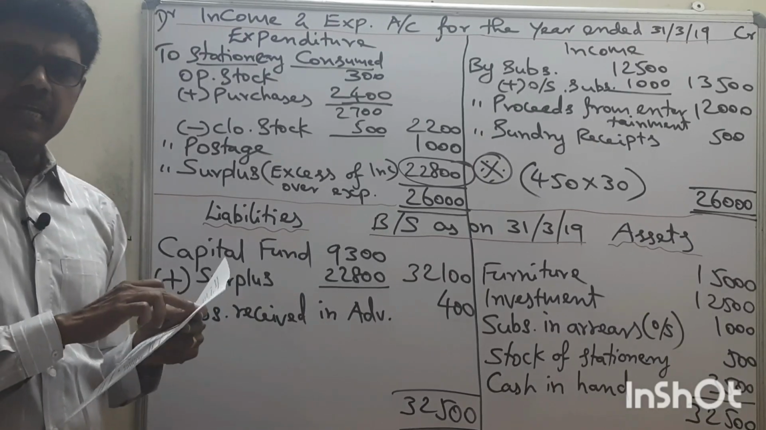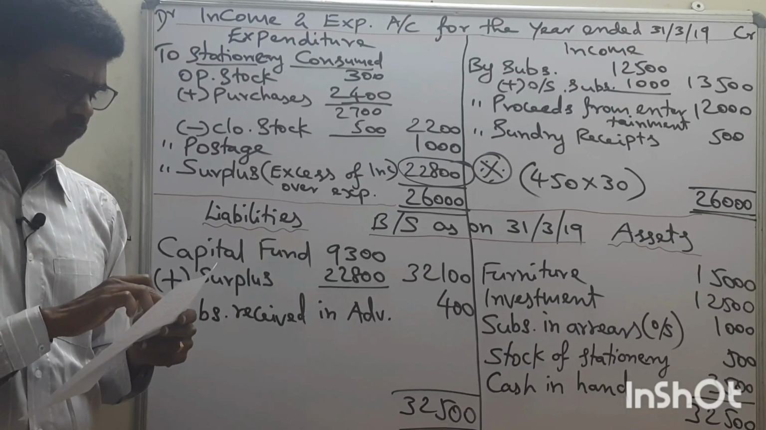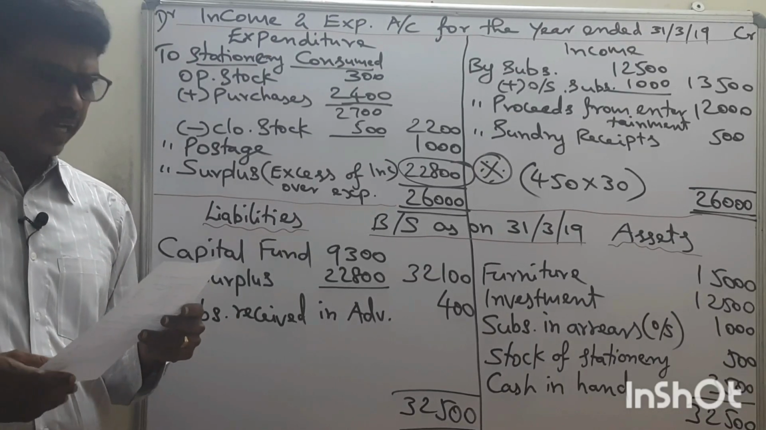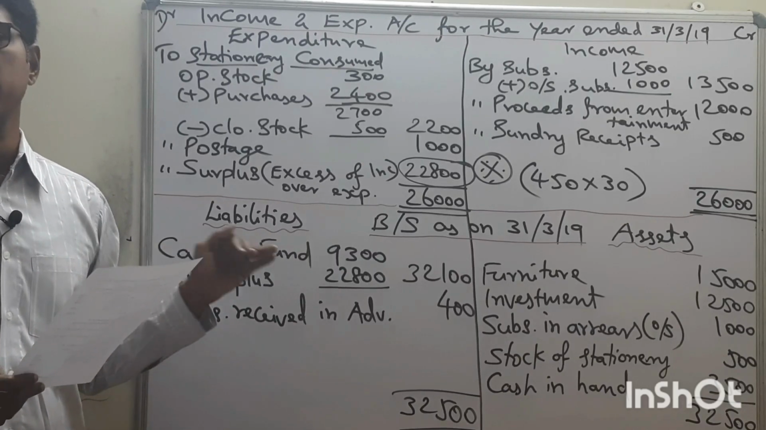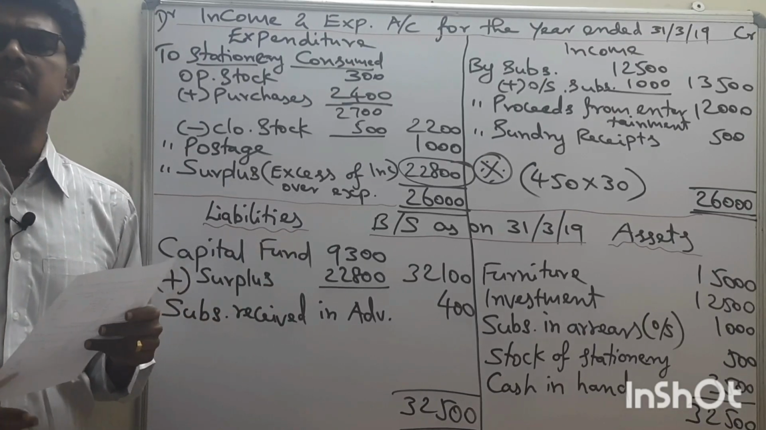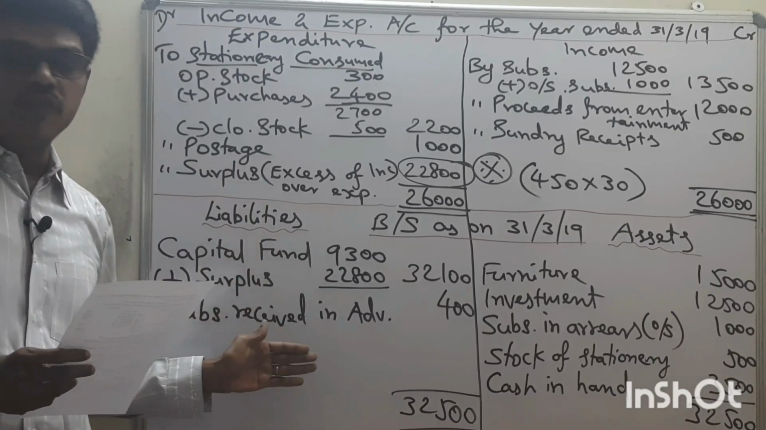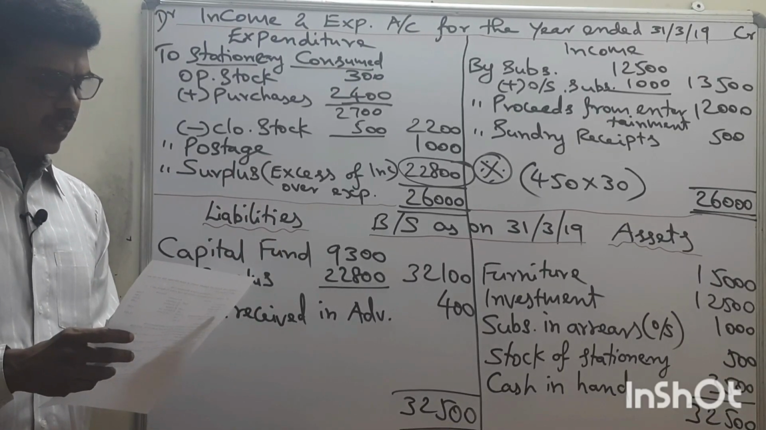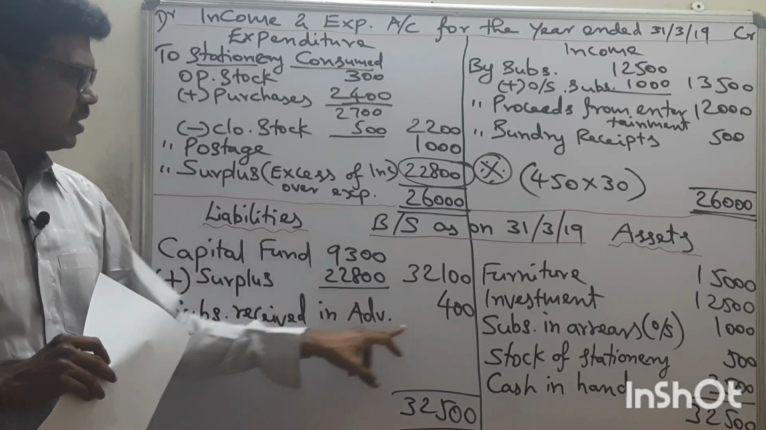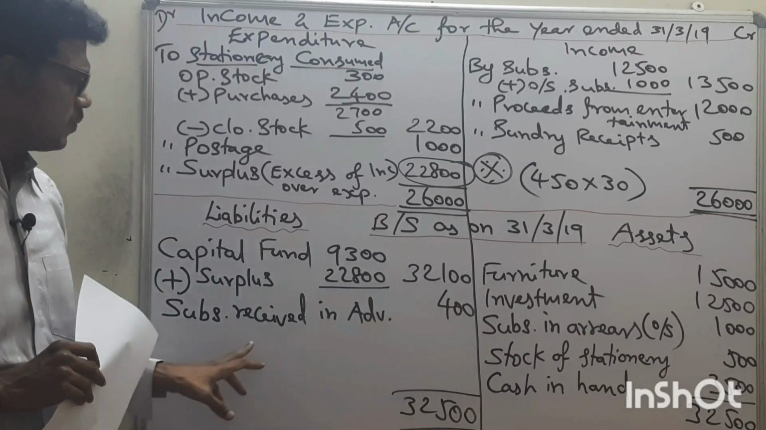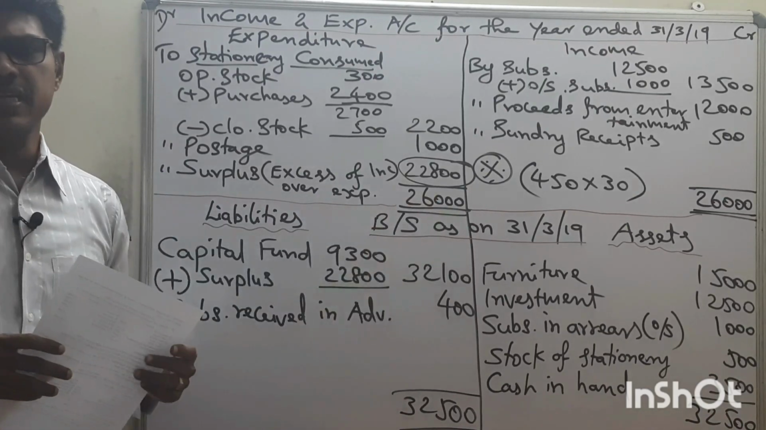In the receipt side of the receipts and payments account, they have given one more particular related to subscription. 2,000 subscription for 2019-20, 400 rupees. This is not available in the additional information. Usually advance subscription will be available only in the receipt side of the receipts and payments account. From that only we should identify the advance receipt. Advance receipt of subscription 400 rupees. Subscription received in advance 400 rupees. This amount is taken from the receipt side of the receipts and payments account.